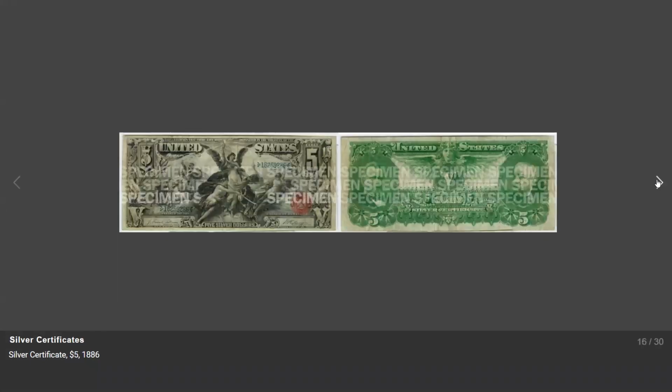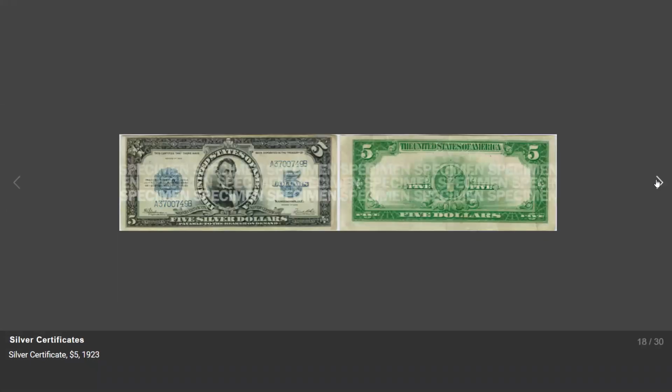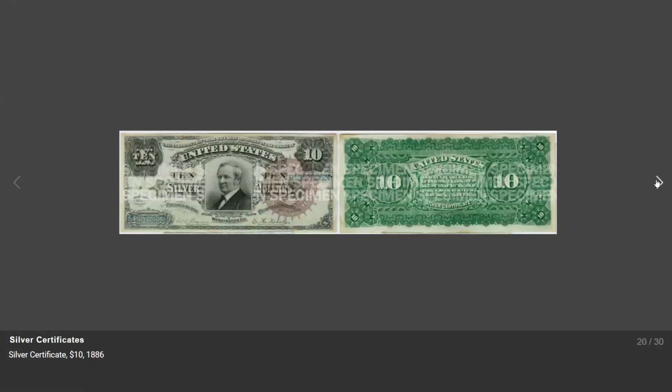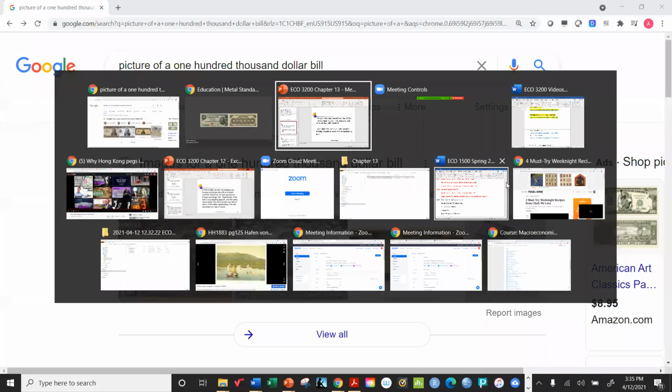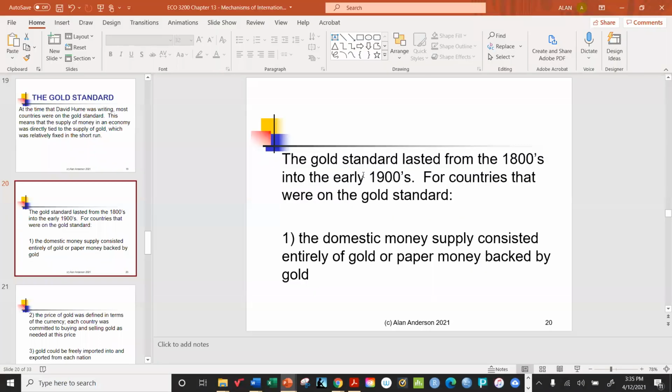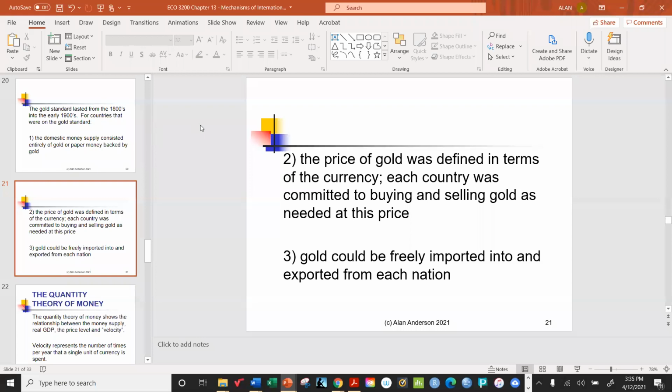So anyway, if you find this interesting, you can go back later on and run through their collection and see all kinds of fun stuff that you never knew existed. So anyway, that is our background for the gold. Now, what else do we need to know too?